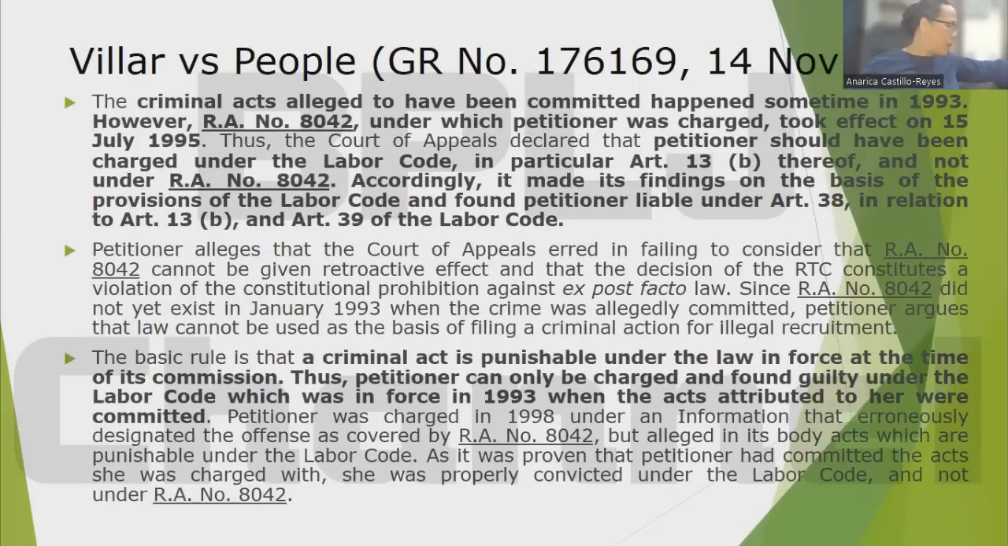So the next case is Villar versus People.